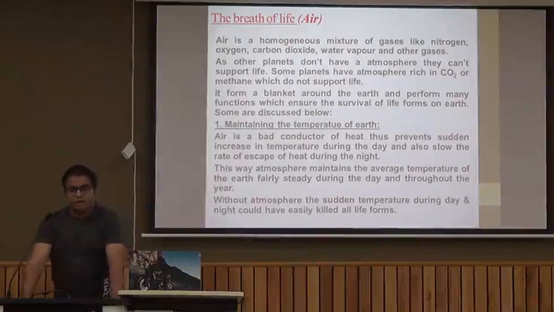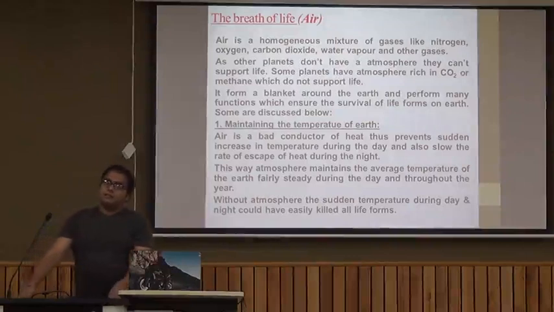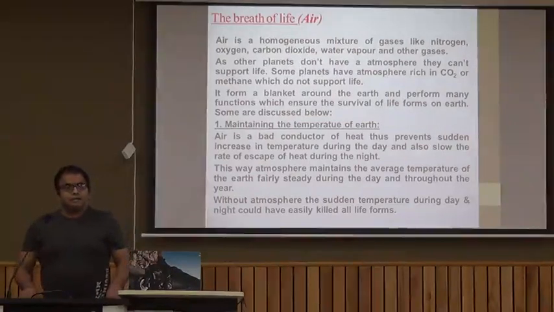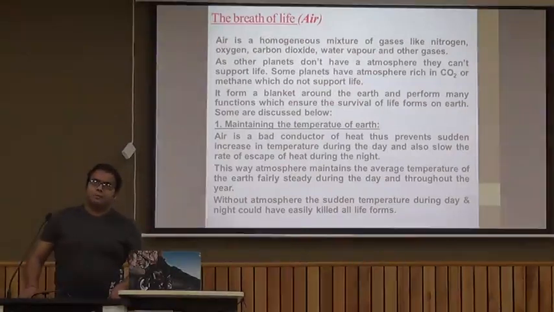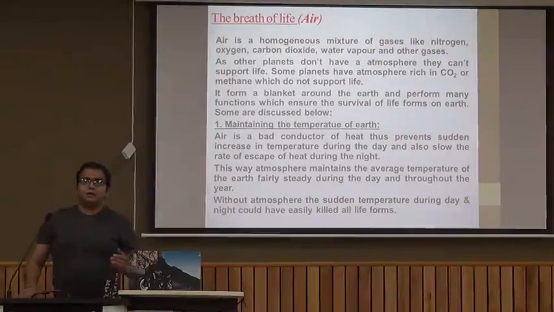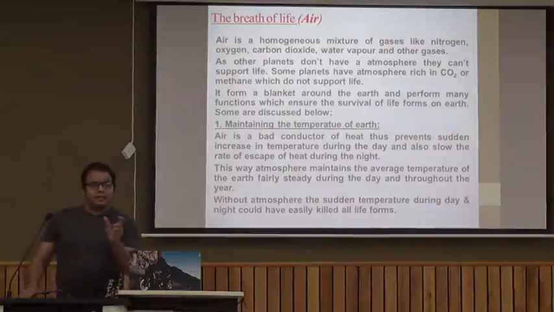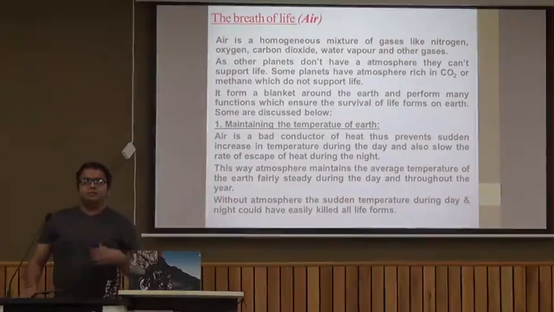Like the first one, maintaining the temperature of Earth. Now in winters and in summers, we see the variation in temperature. In summers, the temperature in our city Ghaziabad goes up to 45 degrees C or sometimes even higher. The temperature in winters shifts downwards, it decreases up to 1 to 2 degrees C. So this creates a temperature variation, a range of almost 45 degrees C in which we live, and we feel a lot of cold and warm.